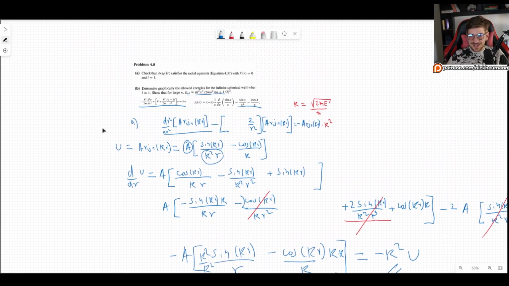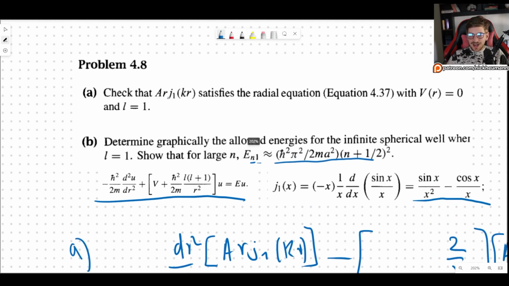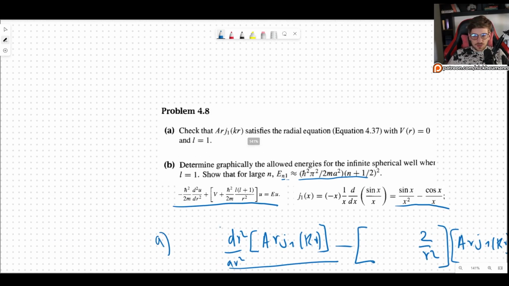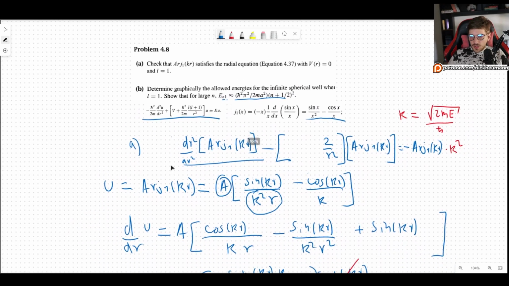Okay, so we just checked that a r j1 is indeed a solution for the radial equation for V equals 0, which is the case of the infinite or finite square well, depending on exactly what the rest of the potential is, and L equal 1. Now we want to determine graphically the allowed energies for the infinite spherical well when L is equal to 1, and we want to show that for large n, the energy is that thing right there. All right, so that's what we want to do.